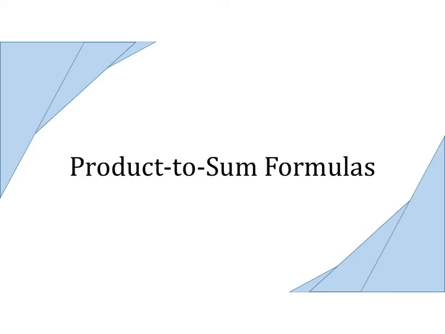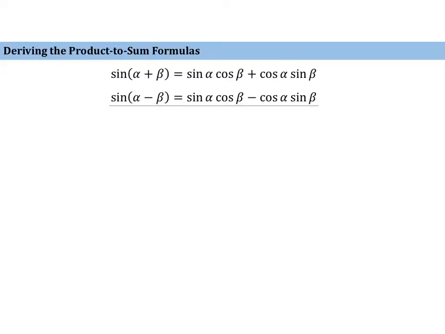It can be useful to take the product of two trigonometric functions and rewrite it not as a product but as a sum. So how do we do that? Let's take a look at two trigonometric identities that we know. The sum formulas for sine. And if we add the first and the second, what do we get?